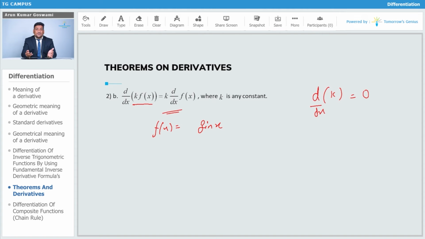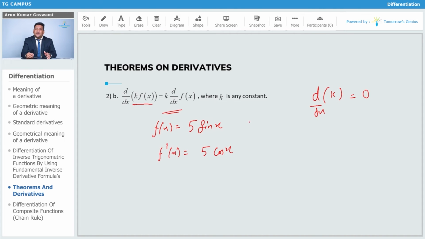Okay, sin x differentiation we know, which is nothing but cos x. If I write any number with this sin x, it doesn't matter, it will not affect my differentiation. So f dash of x will be nothing but 5 cos x. It is not affecting my differentiation. There will not be a change in my differentiation.